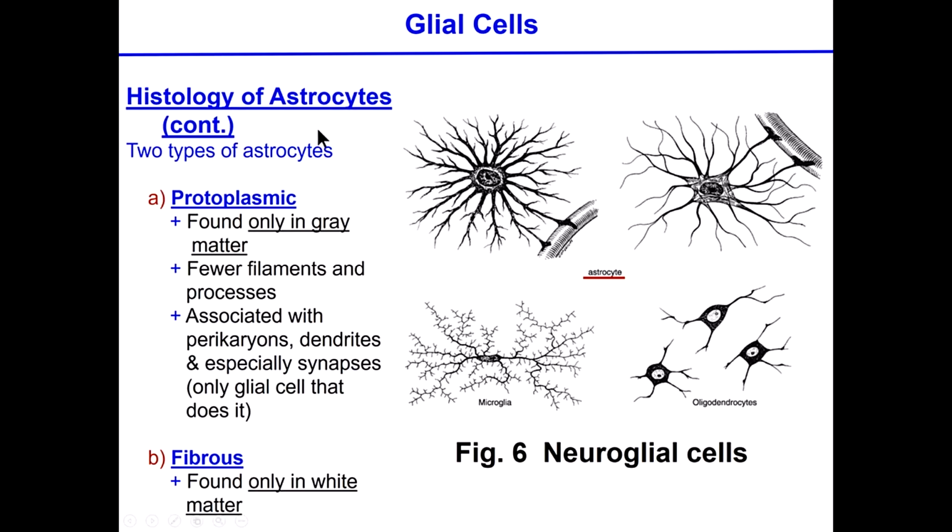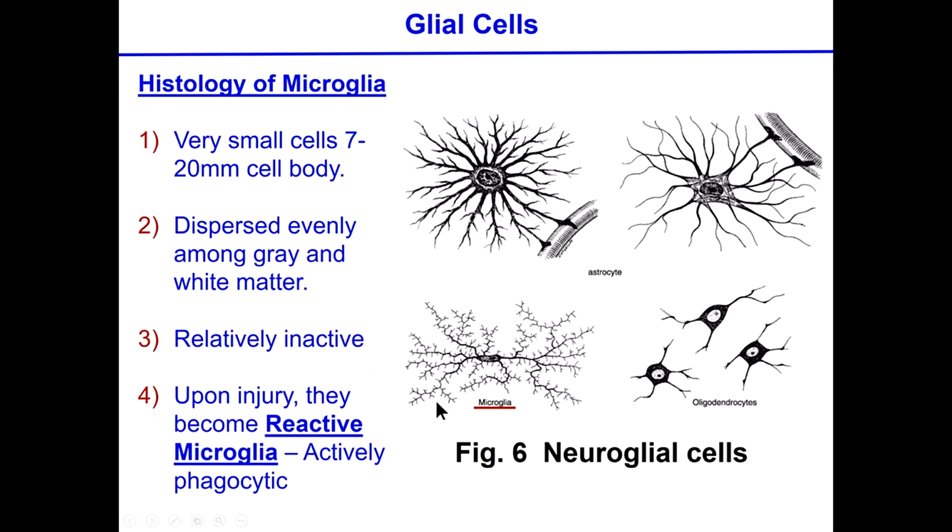As I said before, the astrocytes can be protoplasmic or fibrous, and it is important to realize that the function might be associated with particular interaction with particular cell types, because the protoplasmic are only found in gray matter, and the fibrous are only found in white matter. The difference between one type and the other is simply the amount of processes, which is much more abundant in the fibrous than in the protoplasmic.